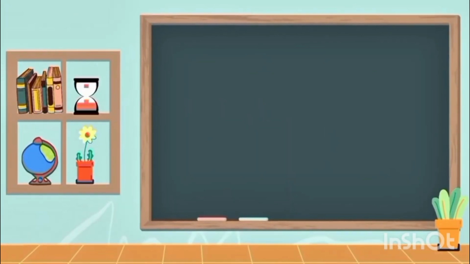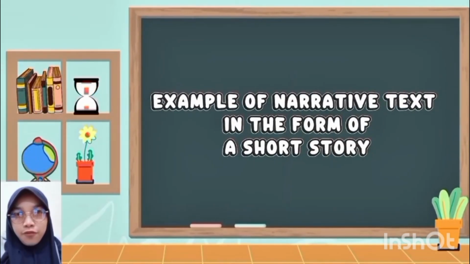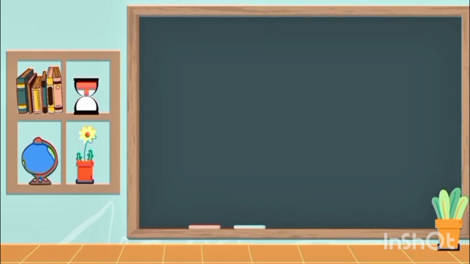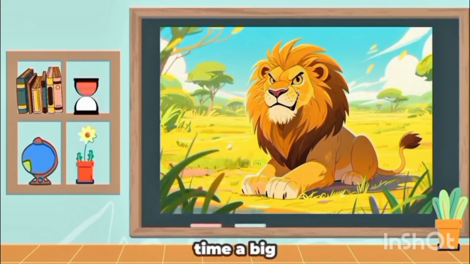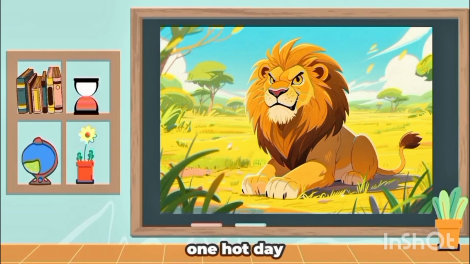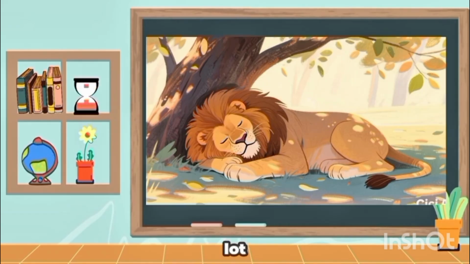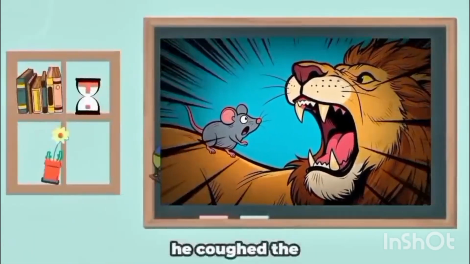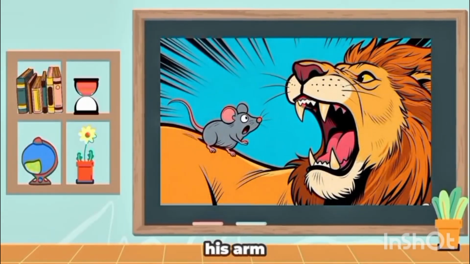The next is an example of narrative text in the form of a short story. Once upon a time, a big lion lived in Africa. One hot day, after eating a lot, the lion fell asleep under a tree. A little mouse came along and started playing on the lion's back. The lion woke up and was very angry. He caught the tiny mouse in his paw.